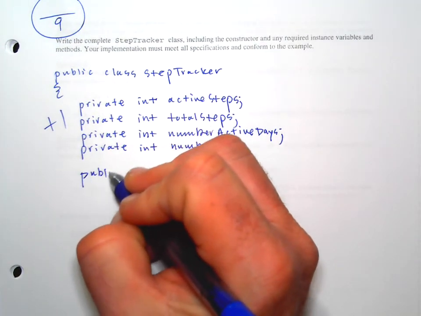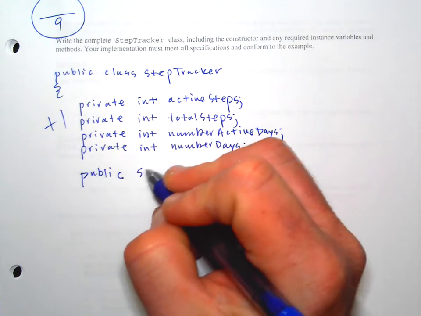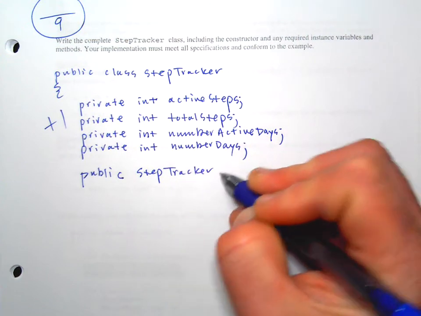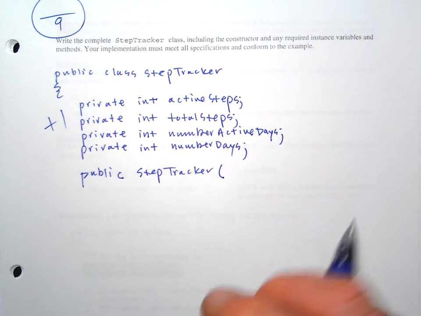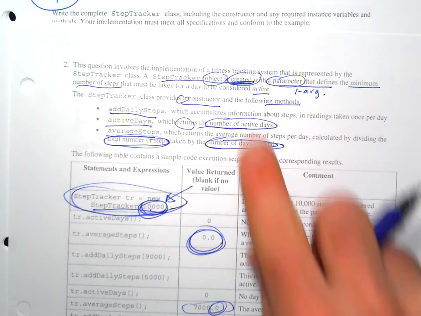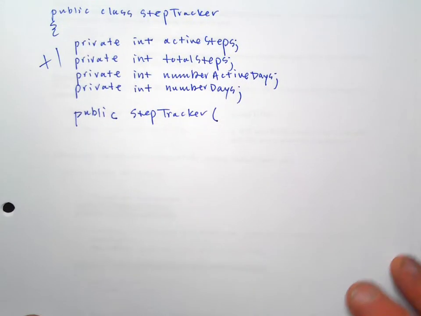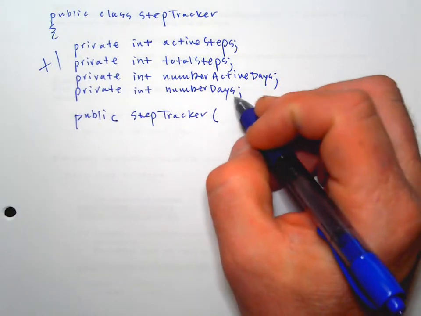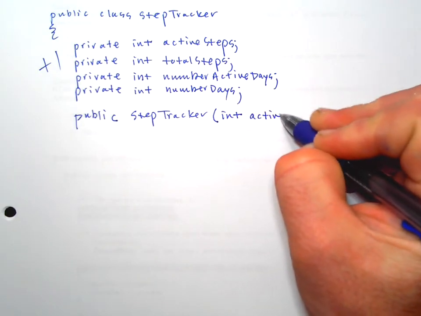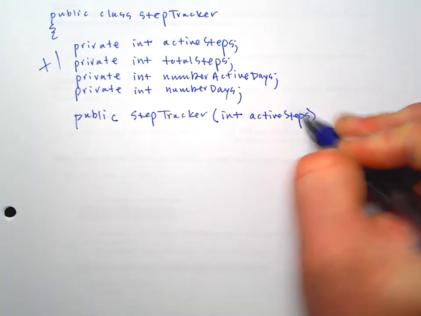Next is the constructor. We've done this so many times this year. Public step tracker. There's no return type. It's not a method, even though it kind of looks like a method. And if you look at the example from the previous page, right here where they created it, it took a single argument. And they told you up here, the object is created with a parameter that defines the minimum steps. So it should only be a single argument. Some people started giving me lots of arguments or no arguments. You have to say what kind of argument it's going to be. I'm going to just call it the same thing, active steps. It's kind of a popular thing to do.